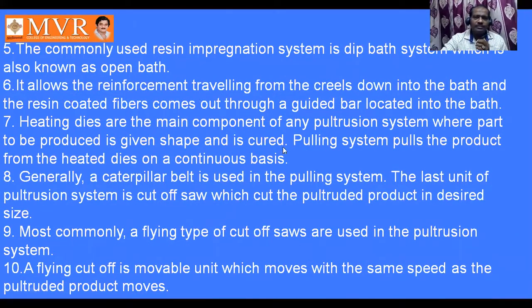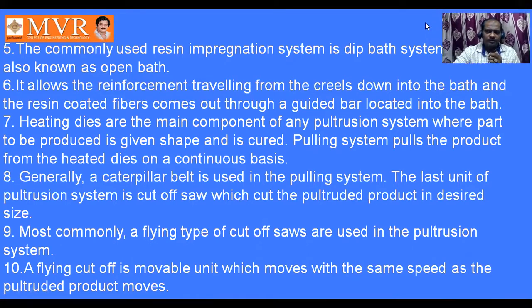Next, a commonly used resin impregnation system is a dip bath, which is also known as an open bath. So, dip bath means the fibers are going to be dipped into the resin, and this method is called an open bath. It allows reinforcements traveling from the creels to go down into the bath, and the resin-coated fibers come out through the guide located in the bath.